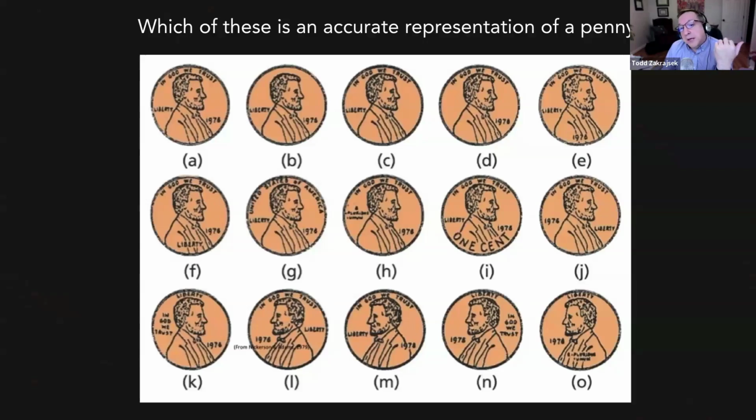Wow, these are all over the place. This is really pretty cool. Here's the thing: only 10% of the population gets this right, even though people have looked at pennies like hundreds and hundreds of times. So now I'm going to ask you in the chat one more time to do something else.